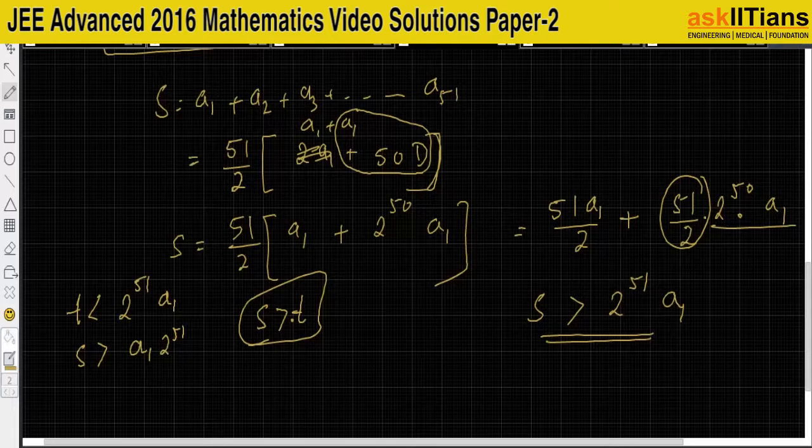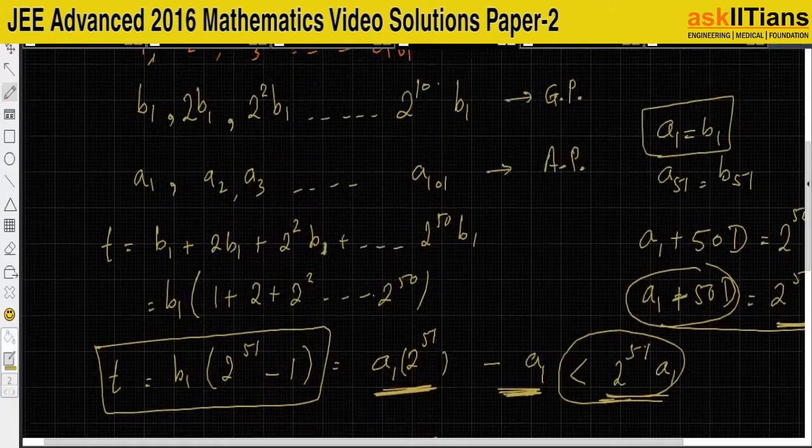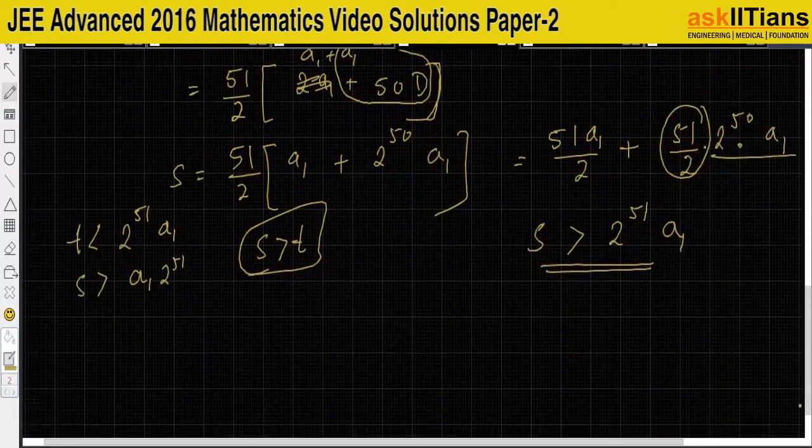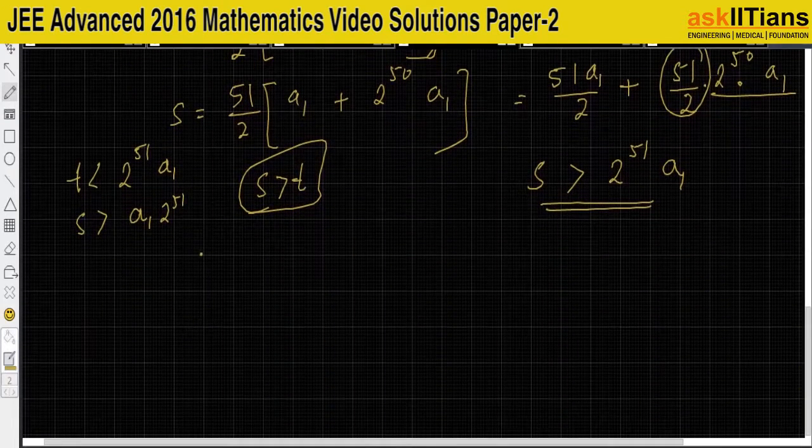So we can eliminate some of the options now. From the options I definitely know that s is greater than t. So either the answer will be A or the answer will be B. Now I have to check which is greater, a101 or b101. Which is greater out of these two, right? So what is a101?